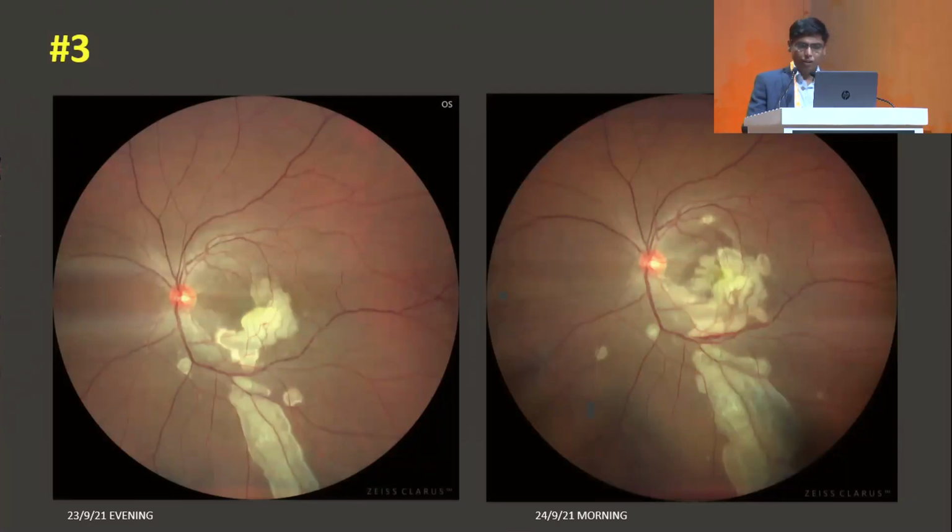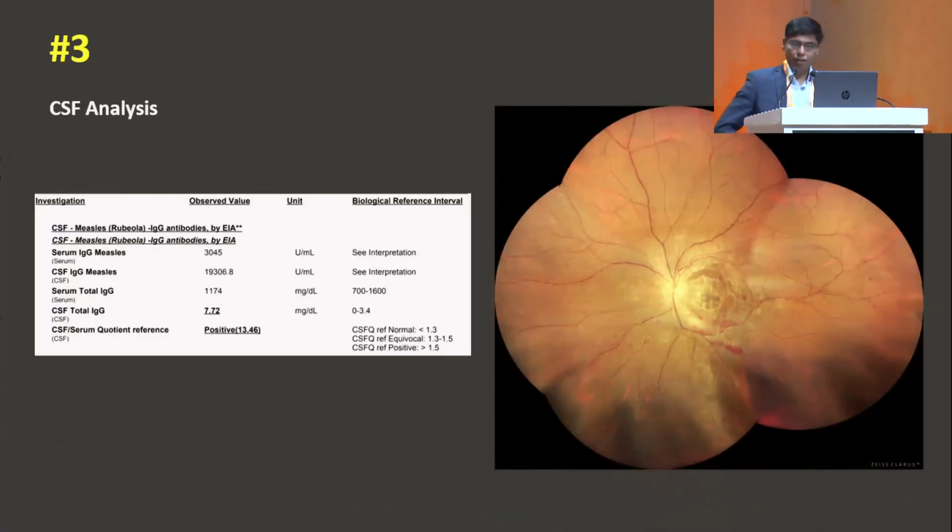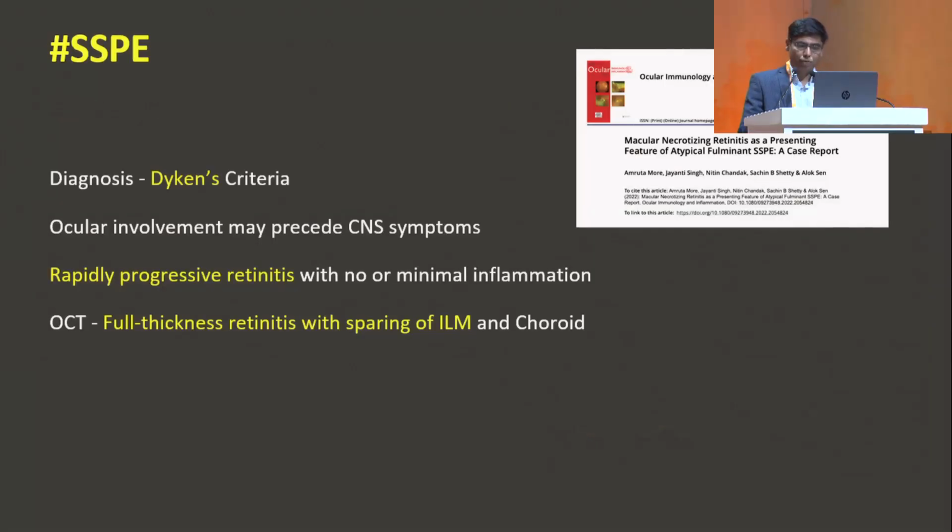If you can see these 2 pictures, this was just within a day's time that the retinitis has progressed. It was a rapidly progressing retinitis. So we went ahead and did CSF analysis, and it turned out to be a measles retinopathy, or SSPE. Unfortunately, again, this patient died after a few months.